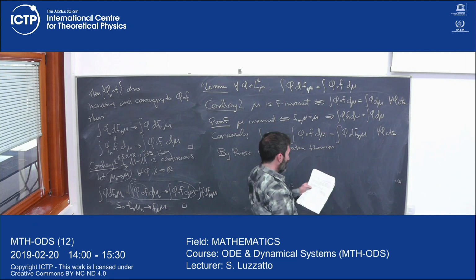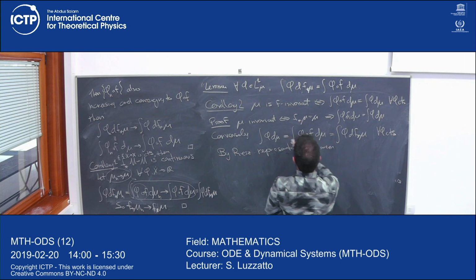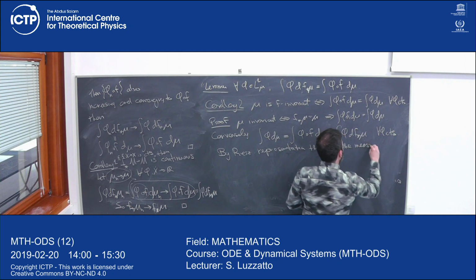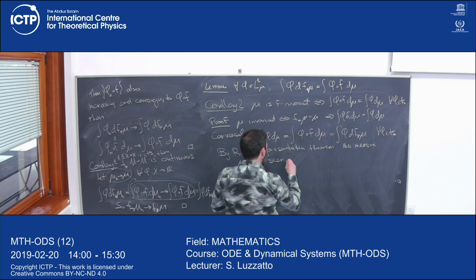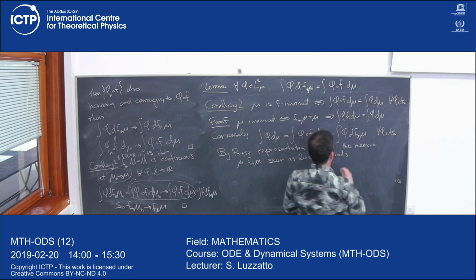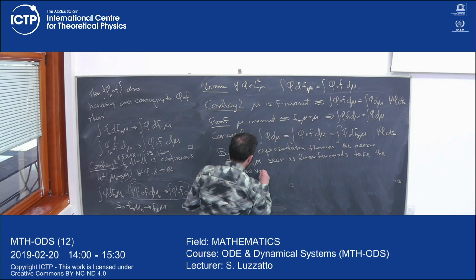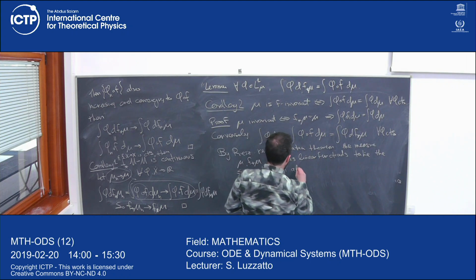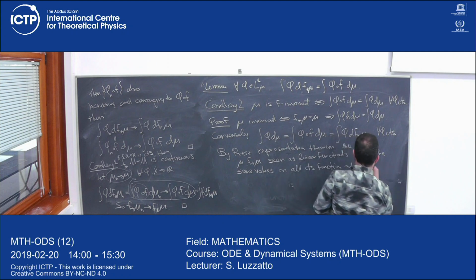So by the Riesz representation theorem, the measures mu and f star of mu, seen as linear functionals, take the same values on all continuous functions. And so mu is equal to f star of mu.